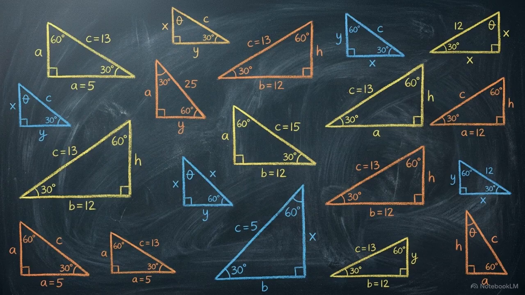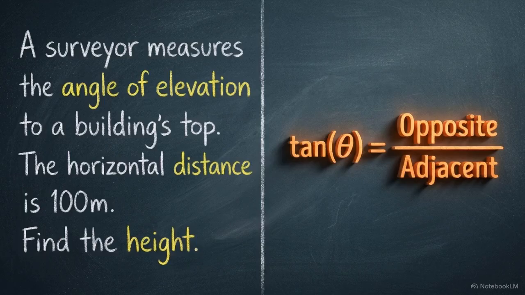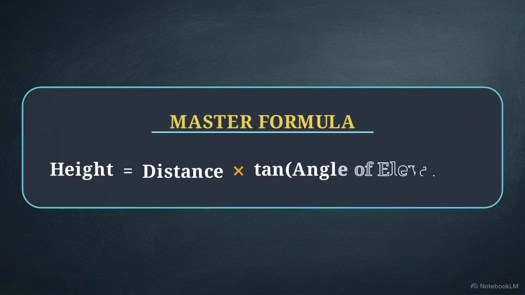This repetition turns the drawing process into a mental reflex. The more often you practice these sketches, the faster you will recognize the underlying equation hidden in the text. We can condense this logic into one reliable formula for elevation problems. Whenever you have the horizontal distance and need the height, multiply that distance by the tangent of the given angle.